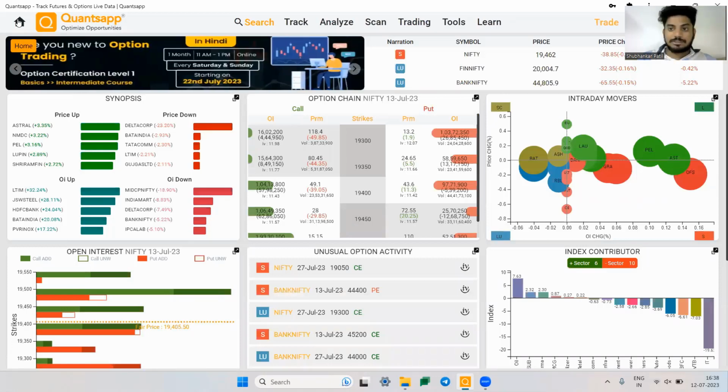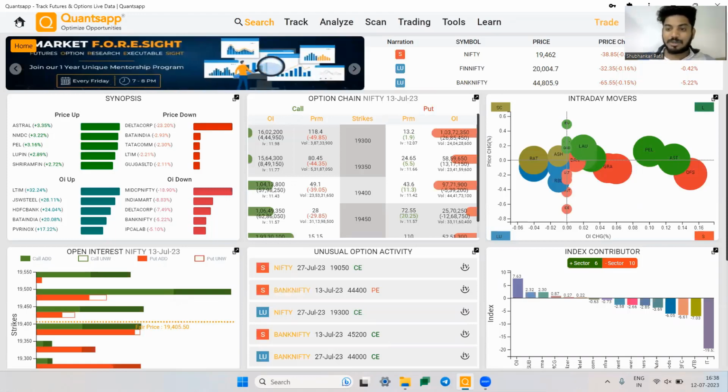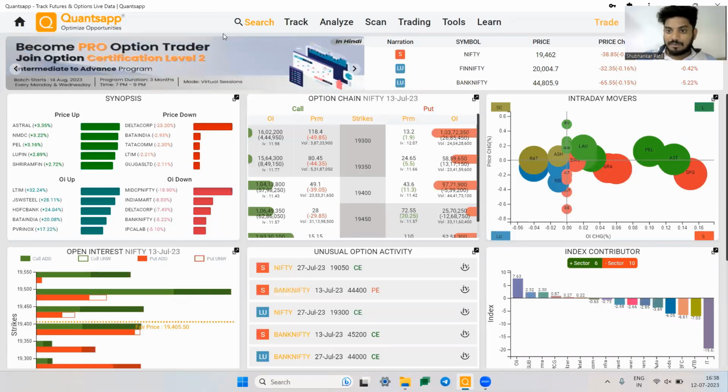So it's simple. Just check where the implied volatility is placed. Is it at the bottom or is it at the top? And accordingly, capture the market volatility very easily, very seamlessly.